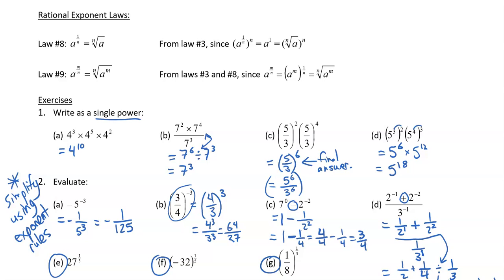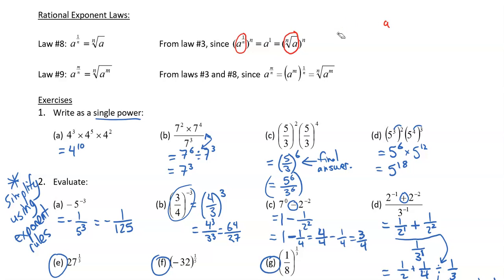Law number 8 says that if I have anything to the power of 1 over a number, then it's that root of the number. This comes from the earlier law we looked at, the power of a power rule. If I have a to the power of 1 over n, to the power of n, just think about this for a second. That would give me a to the power of n over n. Well, that's just a to the power of 1. And so we could rewrite this part right here as the nth root of a. That's where it's coming from.